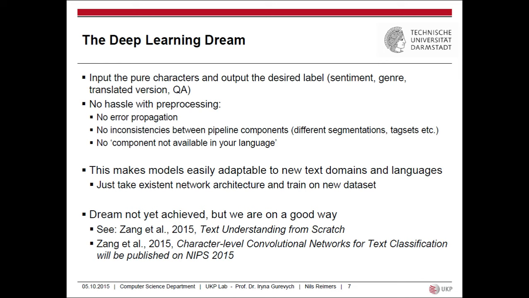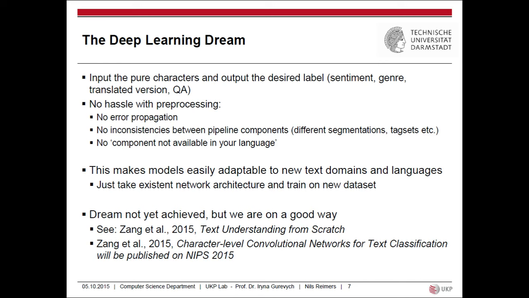There are also no inconsistencies between pipeline components. When you use tools from different manufacturers, Stanford, ClearNLP, OpenNLP, there are some minor differences. For example, in segmentation, is the word "cannot" split into two tokens or one token? If it's split into two tokens, "can" and "not", how is it split? About tag sets, is your named entity recognizer trained on the same part of speech tag set as your parser? And often when you go away from English to a different language, sadly your component is not available in German or French.